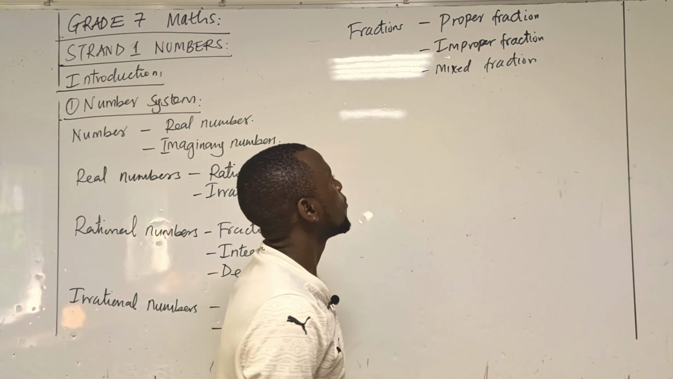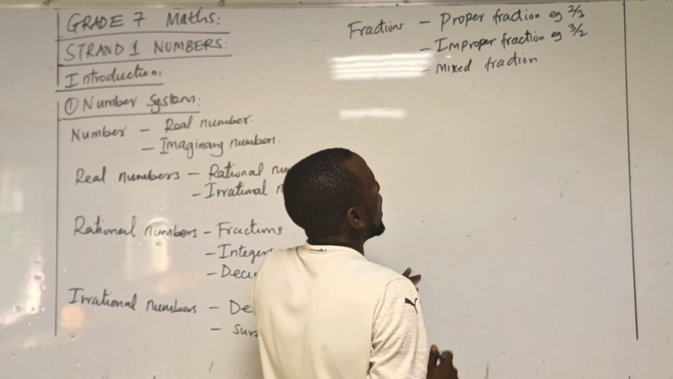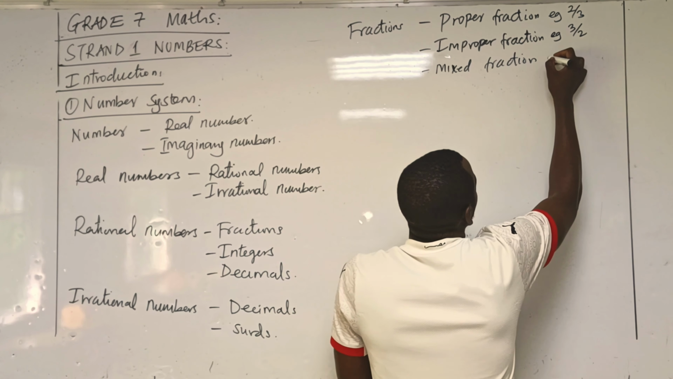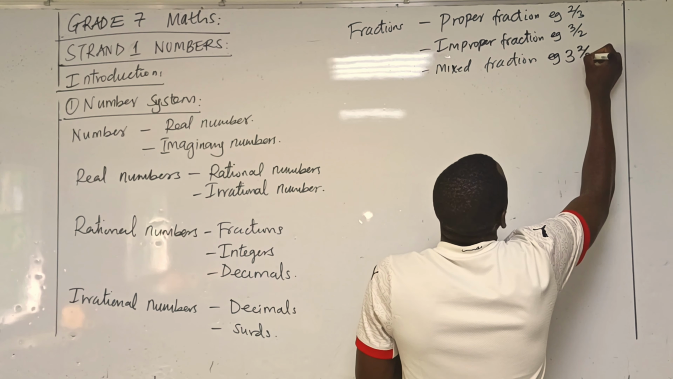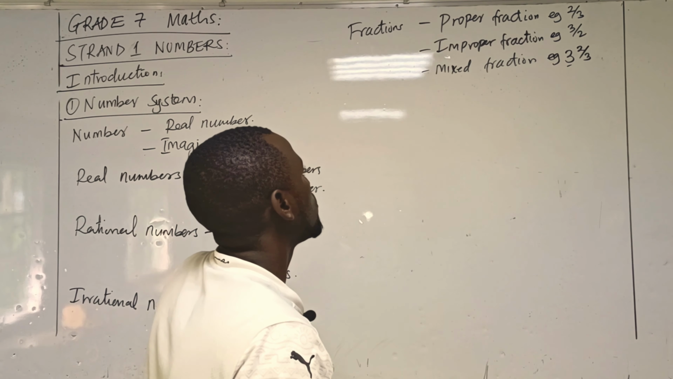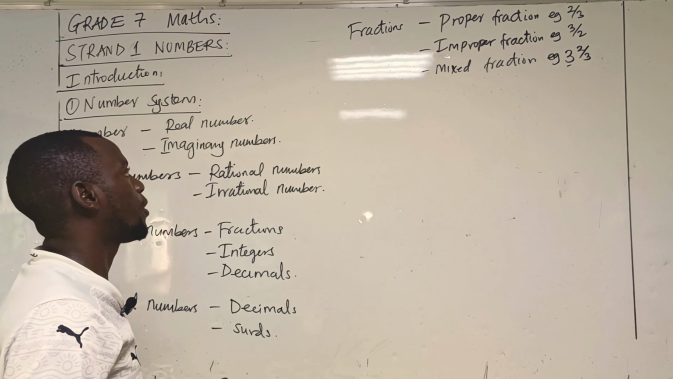A mixed fraction is when you mix a whole number and a proper fraction. For example, we can have 3 and 2 over 3. So 3 is a whole number, 2 over 3 is a proper fraction. So that is when you have what we call a mixed fraction.